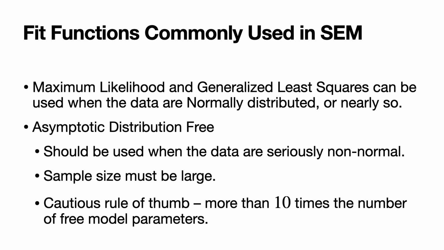Maximum likelihood and generalized least squares can be used when the data are normally distributed or nearly so. On the other hand, asymptotic distribution free should be used when the data are seriously non-normal. Now, to use asymptotic distribution free, the sample size needs to be large, and a cautious rule of thumb is that there need to be more than 10 times the number of free model parameters in terms of the number of observations.